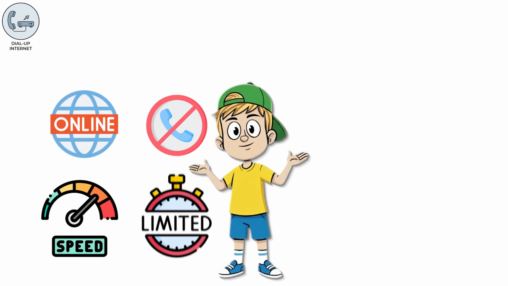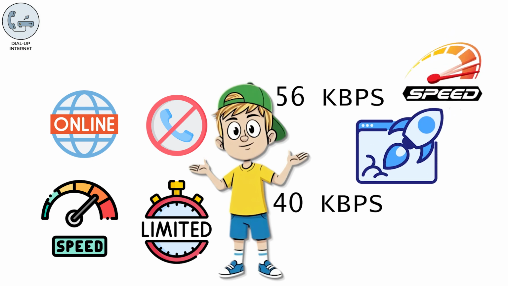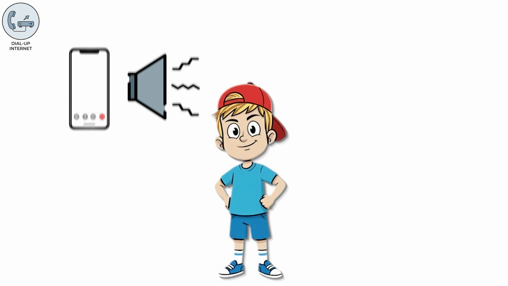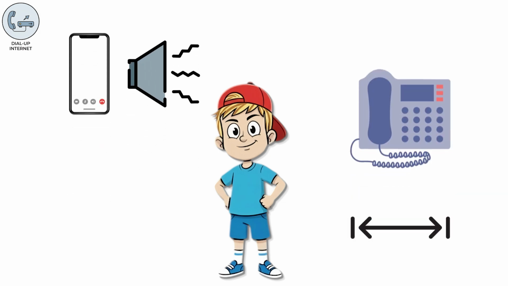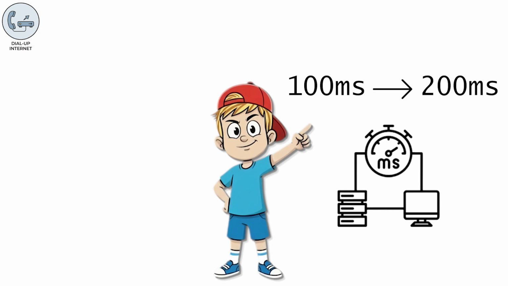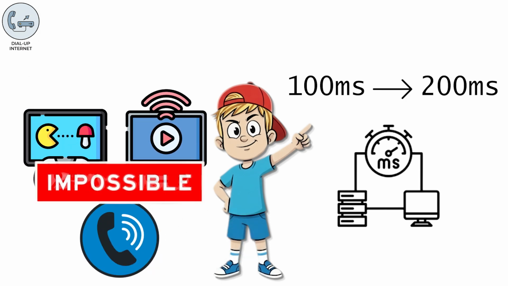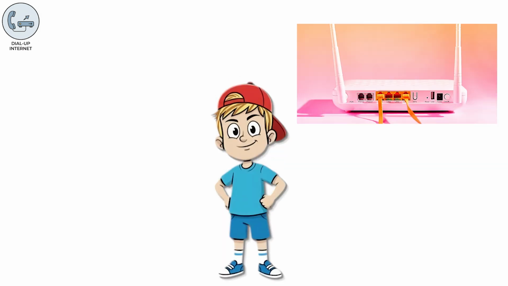Speeds were extremely limited. Though theoretically 56 kilobits per second, real speeds usually landed between 40 and 50 kilobits per second, sometimes lower with line noise or distance from the telephone exchange. Latency ranged from 100 to 220 milliseconds, making gaming, streaming, or voice calls nearly impossible. Modern broadband stays below 70 milliseconds.